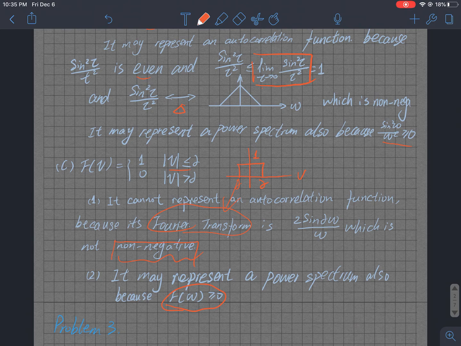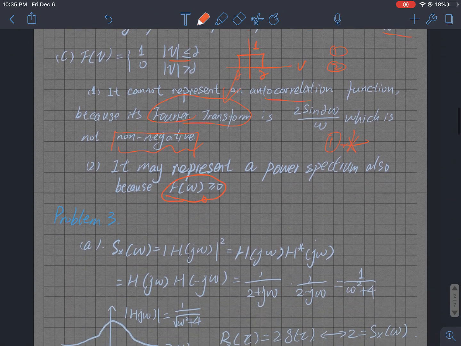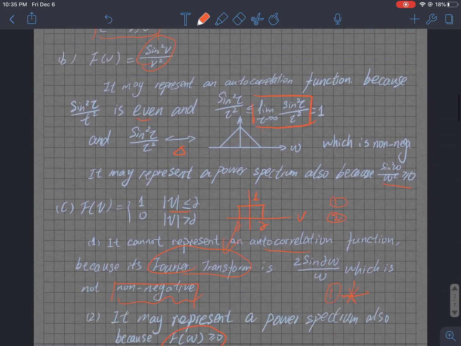We need to remember the two properties of the autocorrelation function and the power spectrum. The first thing is that autocorrelation requires us to have an even function, and it also needs to be non-negative definite. For the power spectrum, we only require it to be greater than 0. That's all we need to verify whether it's a power spectrum or not. And that's all for this question.